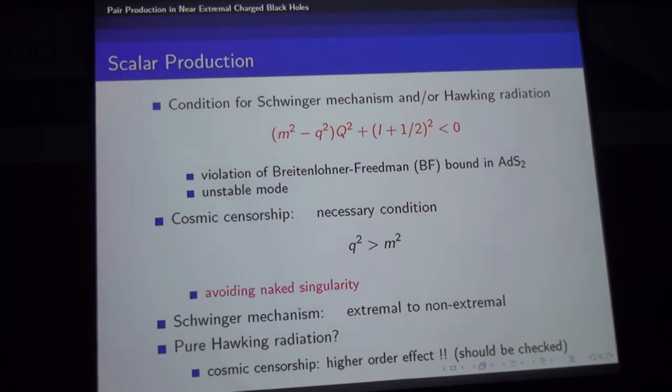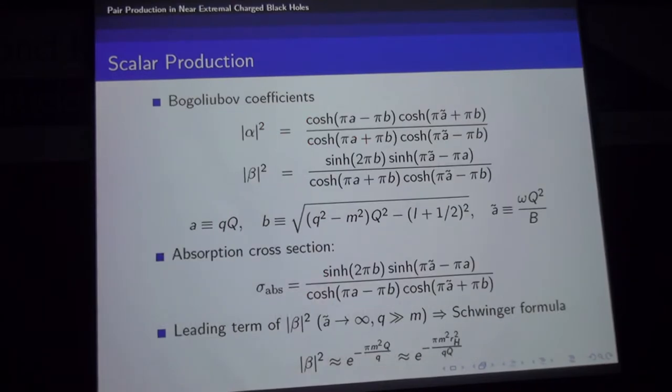Okay. So this means the pair production will preserve the cosmic censorship. So this avoids the naked singularity. Okay. So now we execute the detailed calculation. This is the result.